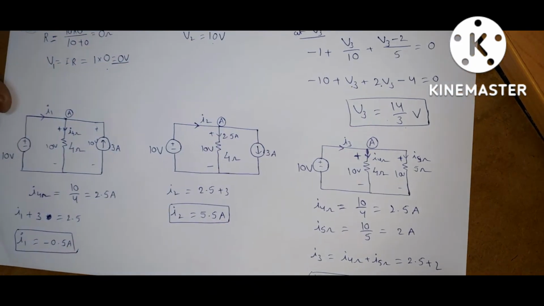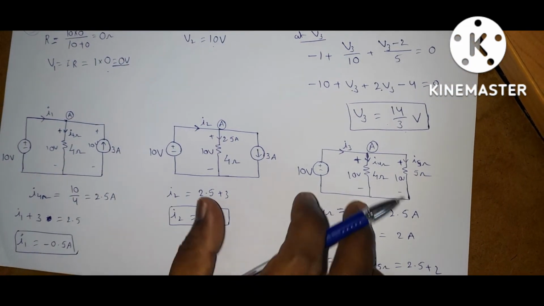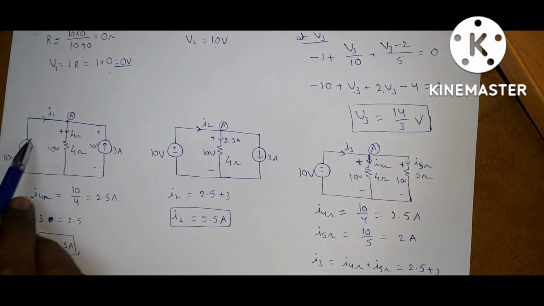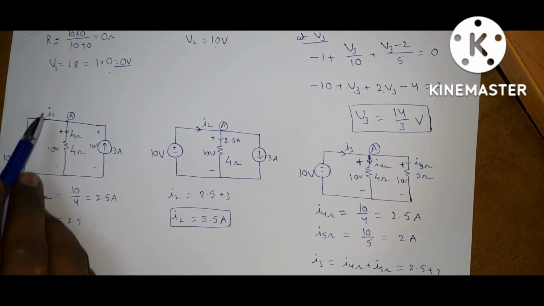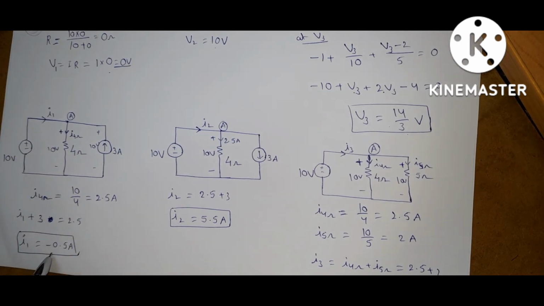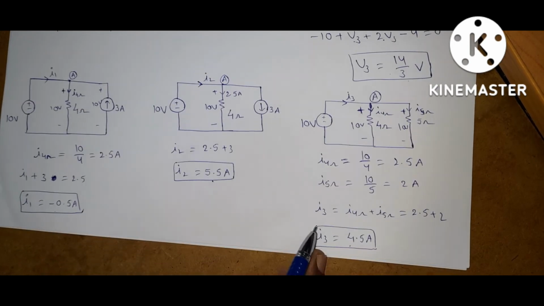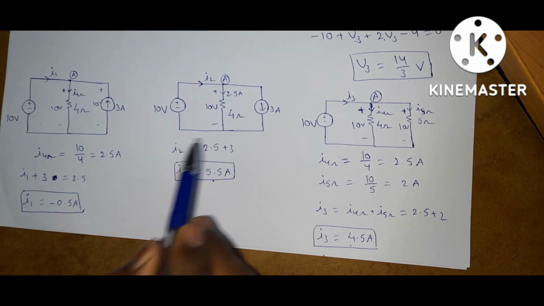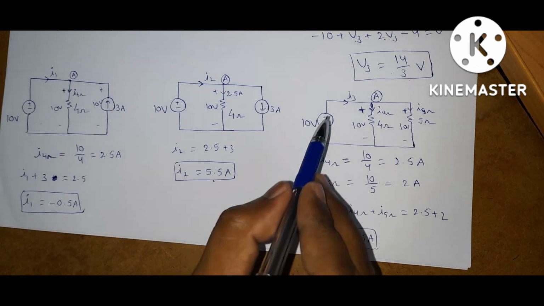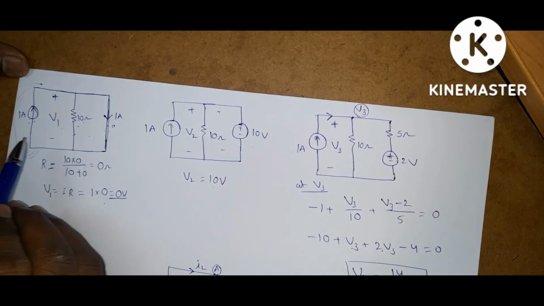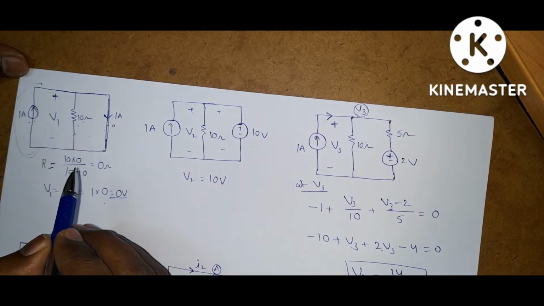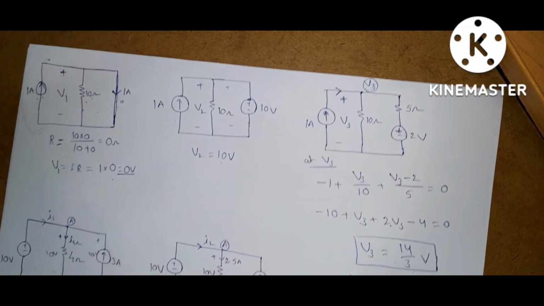Same as the previous problem, if you observe all these three circuits, this is an ideal voltage source. The current flowing through an ideal voltage source can be any value. Here we are getting minus 0.5, here 5.5, and 4.5. It depends on the elements present in the network. Similarly, the voltage across an ideal current source can be any value. It depends on the elements present in the network.